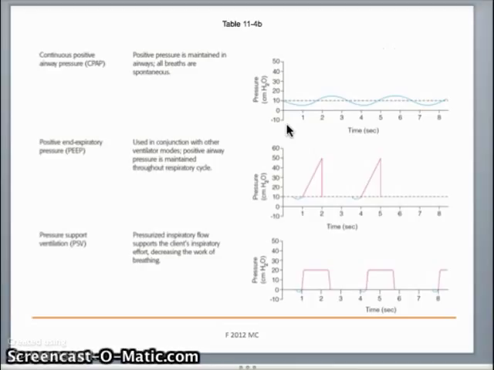One thing we haven't talked about is PEEP. Okay, so you need to pay attention to this. So this is PEEP. It's a very cute name, but it stands for positive end expiratory pressure, and the name says it all.